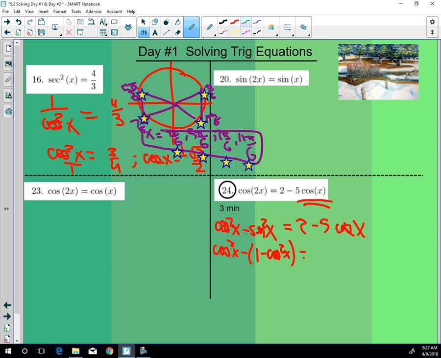Is that legal in Minnesota? Oh, yeah. It's okay. So if you simplify this, you're going to have cosine squared x minus 1.